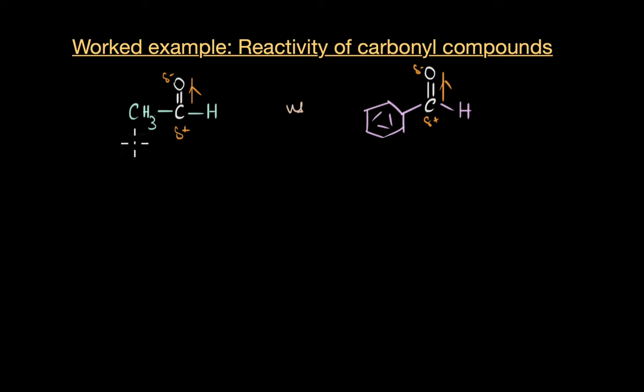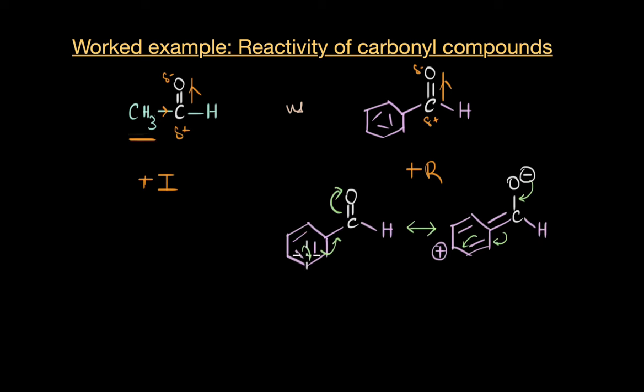Now, in this case, we have an electron-donating methyl group that donates electron density to the carbon center via plus I effect. On the other hand, in the case of benzaldehyde, the phenyl group attached here donates electron density to the electrophilic carbon center via plus R effect. In fact, the phenyl group is electron withdrawing by inductive effect and electron donating via resonance effect. Because the resonance effect is a much more dominating factor, the plus R effect would obviously dominate the minus I effect and would be much stronger.